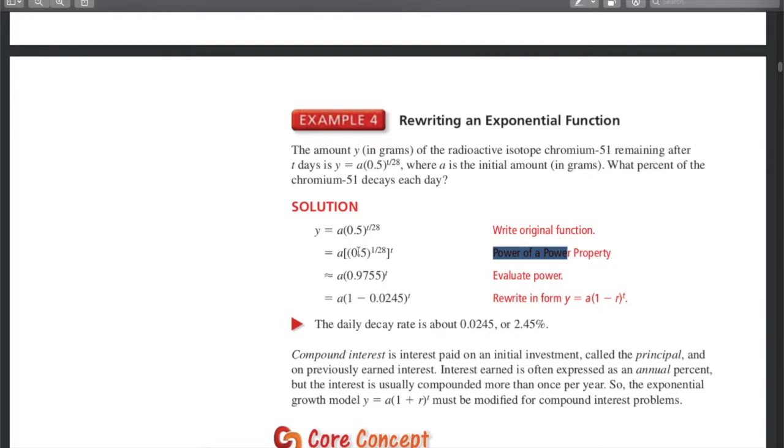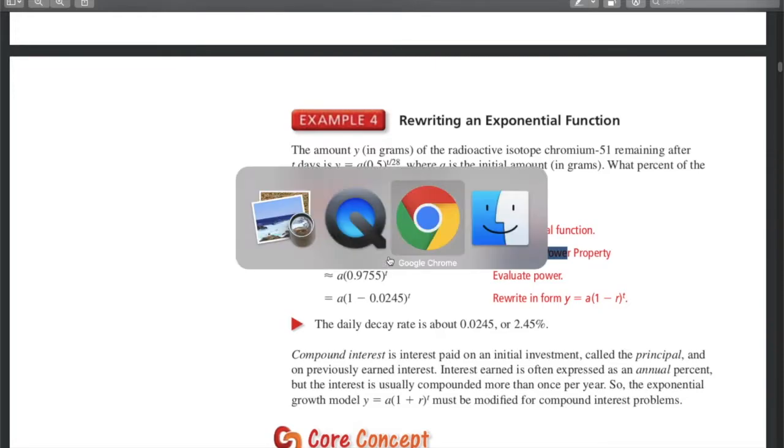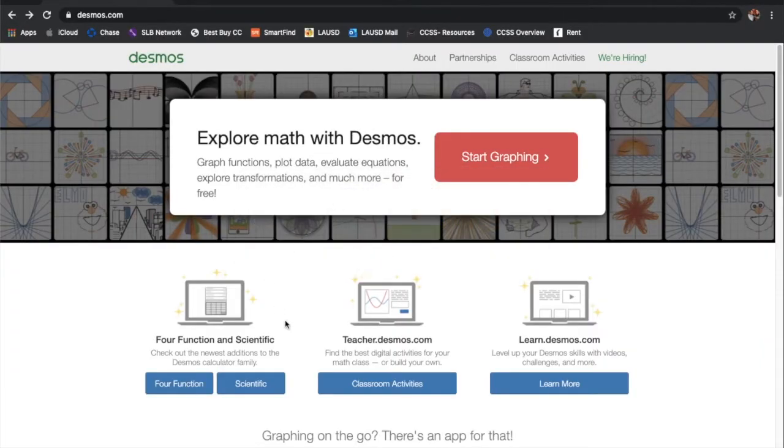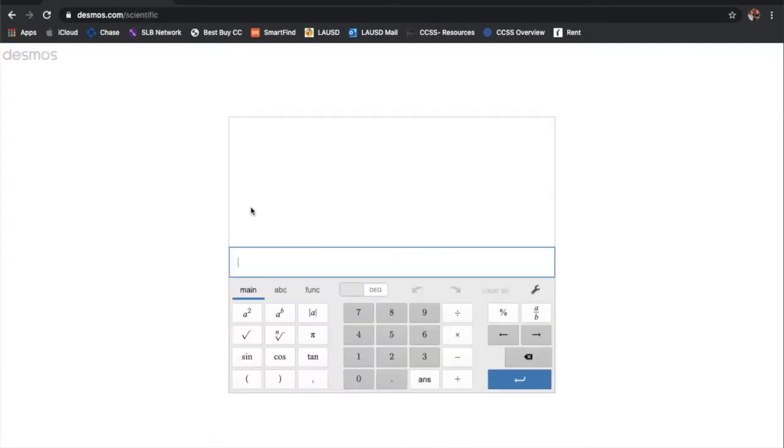So now what I want you to do is go ahead and use the scientific calculator to find out what that is. So we go and write down 0.5 to the power of 1 over 28. So here we get 0.975. So I'm assuming that they want you to round. 5 does round up, so we get 0.98.